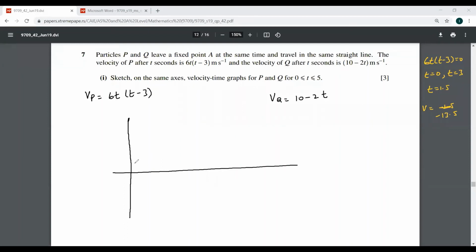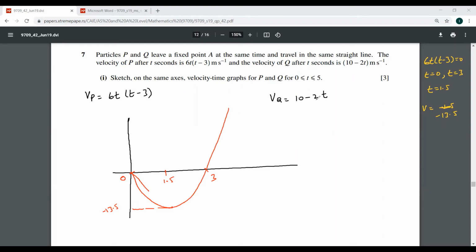Okay, so guys, this means this graph is going to be something like this. When the time is 0, it is here. When the time is 3, it is here. And when the time is 1.5, the velocity over here is minus 13.5. Now we have to sketch the second.